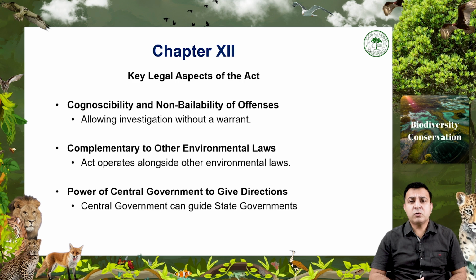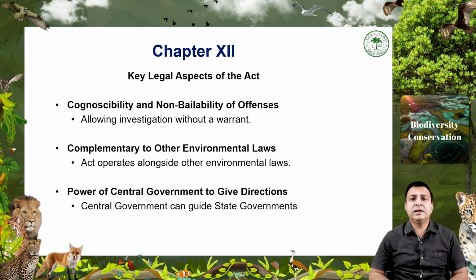So, let us talk about cognizable and non-bailable offences. These things are also discussed in chapter 12 of the Biological Diversity Act of 2002. Offences under the Act are cognizable and non-bailable, which means they are serious offences and law enforcement can investigate without a warrant. This Act works in combination with other environmental laws concerning forest or wildlife and does not override them, such as the Wildlife Protection Act of 1972.